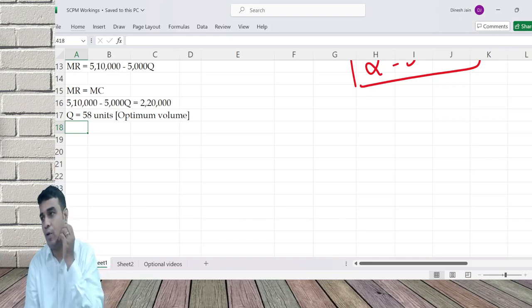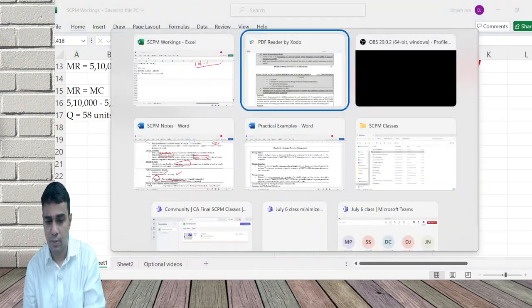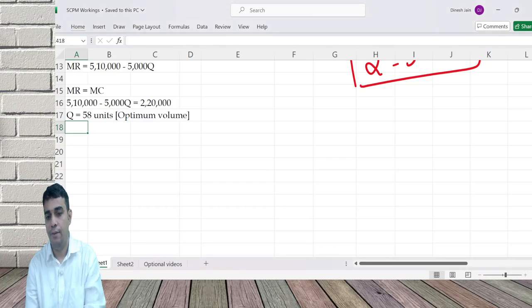Any doubts on the optimum volume? Variable cost is given in the question, no? 2,20,000. Variable cost of 2,20,000. Marginal cost is variable cost. Any doubts? Can we proceed?